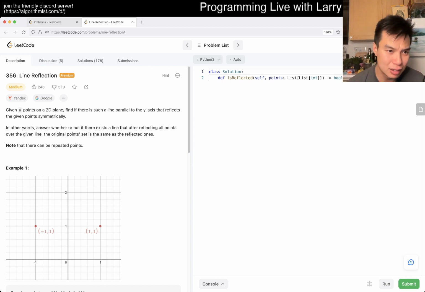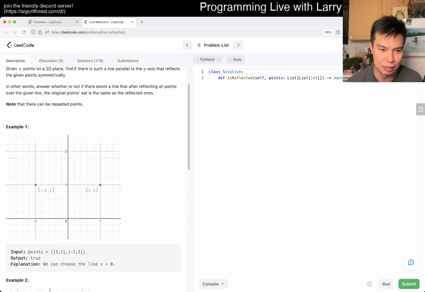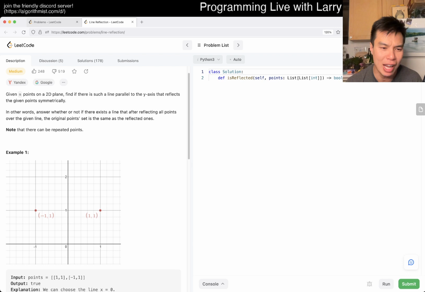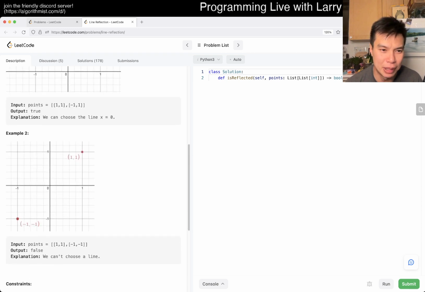All right, you're given n points in a 2D plane. Find if there's a line parallel to the y-axis that reflects the given points symmetrically. In other words, there's a line over which you have to reflect. Which one's the y-axis? The vertical one, right? XY confuses me, but anyway. The original point set is the same as the reflected one. Know that there can be repeated points.